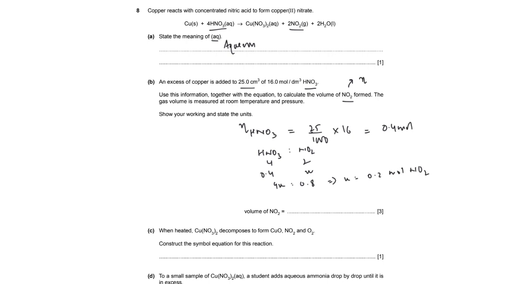You need to calculate the volume of nitrogen dioxide. So the formula is moles is equal to volume over 24. So volume will be equal to n multiplied by 24, which means 0.2 multiplied by 24. So the answer would be 4.8 dm cube. Okay.